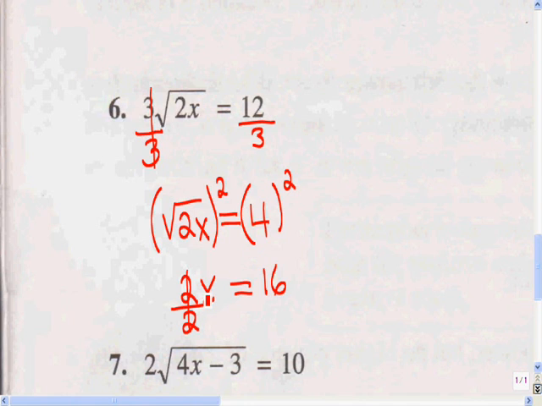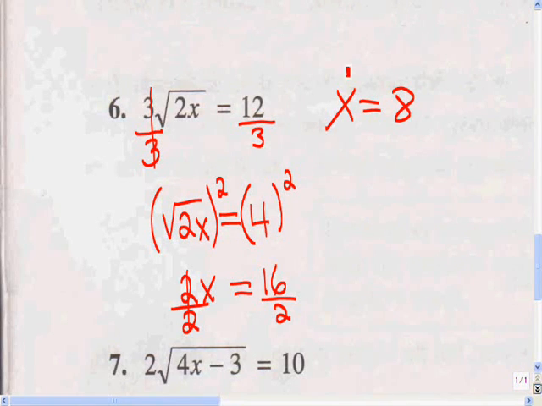2 divided by 2 is 1, and 1 times x is x. But what I do to one side, I have to do to the other, so I'm going to divide this side by 2. Gives me 8. 16 divided by 2 is 8. If you don't believe me, plug it into your calculator.